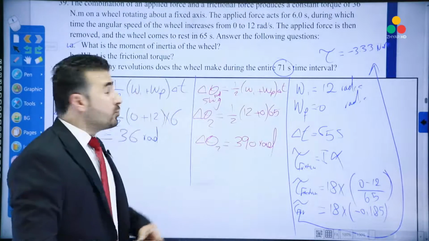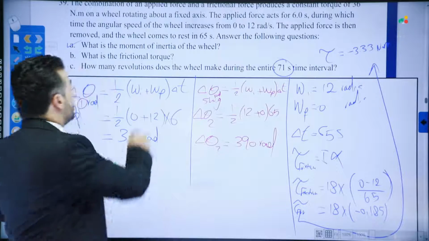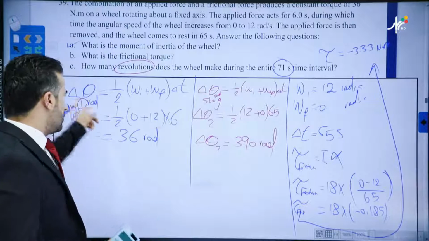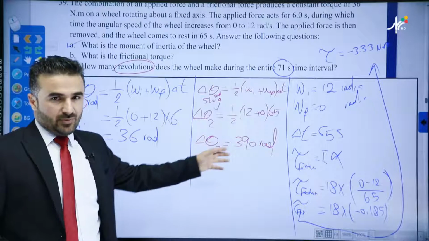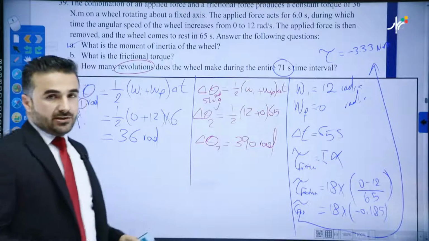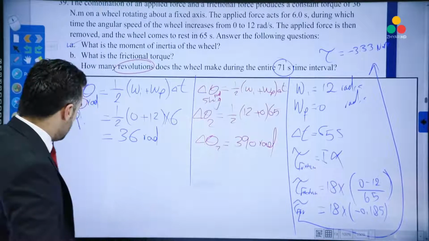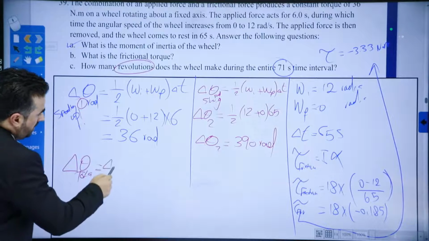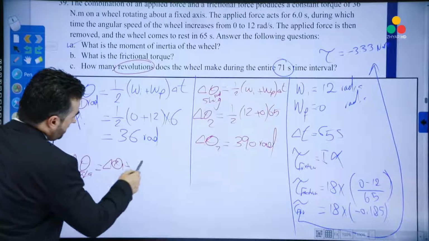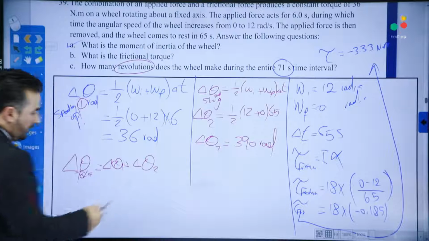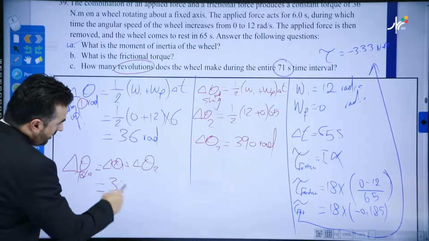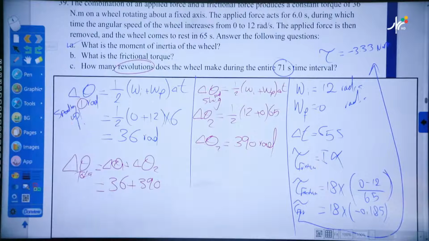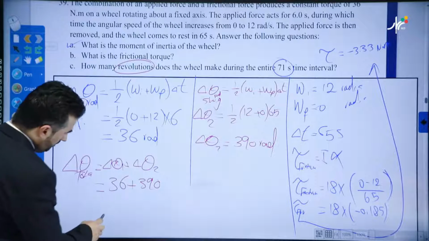But look again, we want the angle in revolutions. So how are you going to find this? How about we find the total angle in radian, or displacement, and then we can convert it, yes? Okay, moving on. So we can say delta theta total equals delta theta 1 plus delta theta 2. These are angular displacements, by the way, yes? So 36 plus 390, and that is 426, yes?